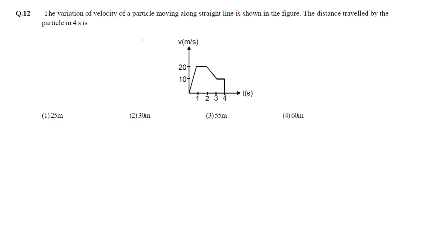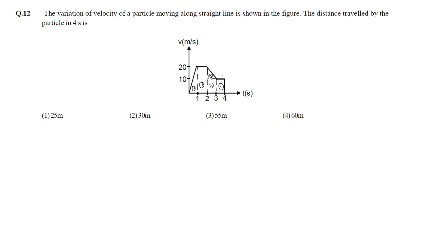The variation of the velocity of the particle moving along the straight line is shown in the figure. The distance travelled by the particle in 4 seconds. So velocity time graph they given, children. So if you want to find out the displacement, then you should find out the area under this. So here you are observing a triangle first here, and here is a rectangle, and here two things, one triangle and one rectangle, and here one more rectangle. So we should find out the area.